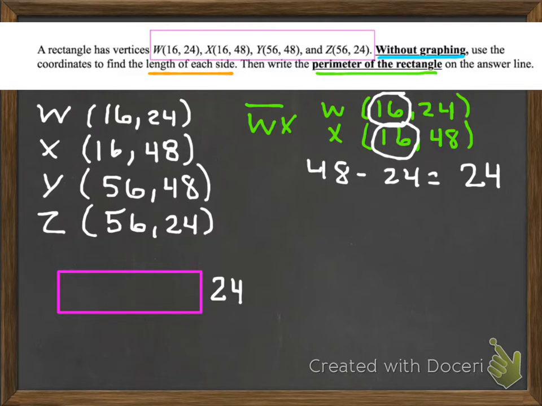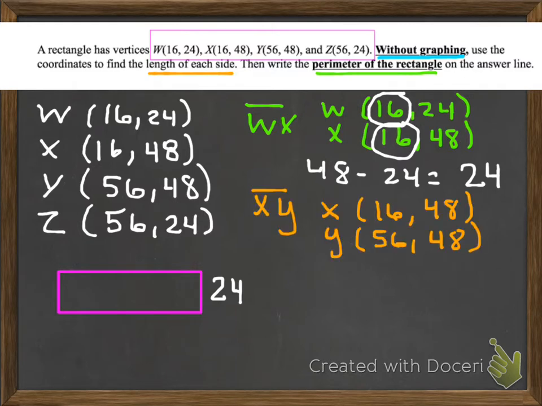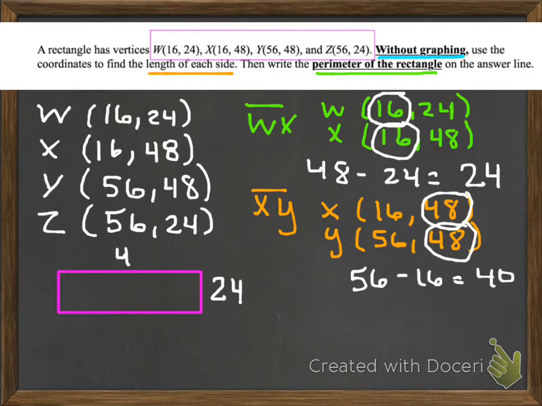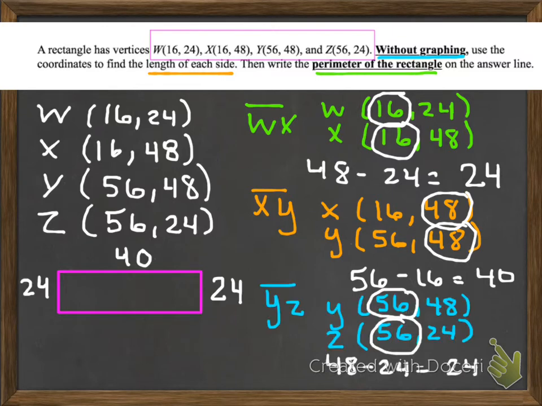The next one I'm going to select is XY, because if you notice, X and Y both share the y coordinate 48. Once again, I'm going to circle the 48s because you just want to confirm to yourself before you find any differences that you have a similarity in one of the two coordinates. Then I'm going to find the difference between 56 minus 16, and that's going to leave me with a difference of 40. Because this is a rectangle, I know that my other two sides are 40 and 24. However, the directions say to find the length of each side, so we can go ahead and do that for Y and Z, and then Z and W. As you can see here, I went ahead and finished the problem for YZ.